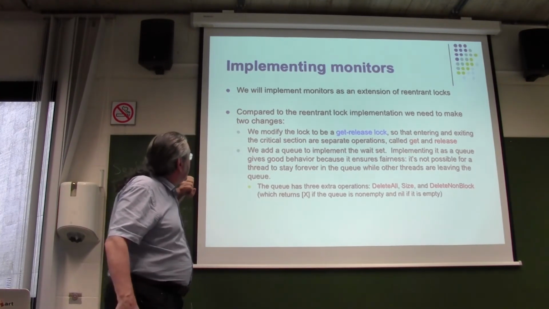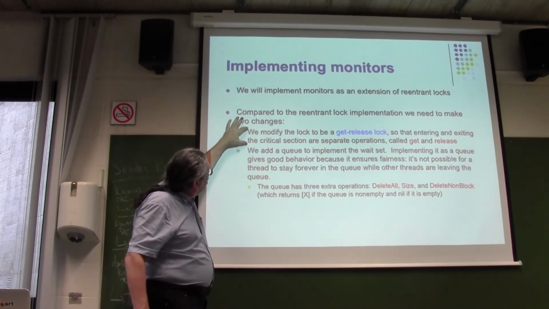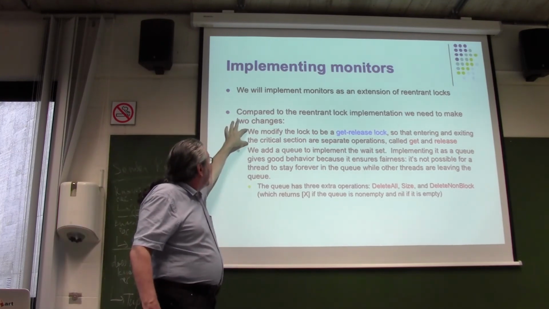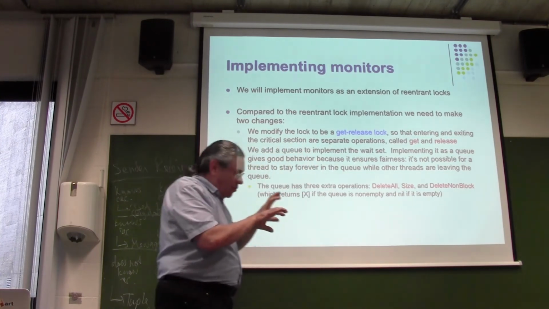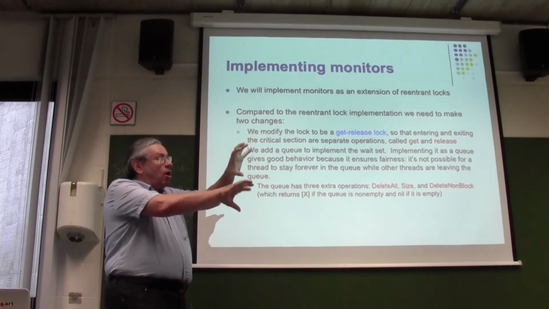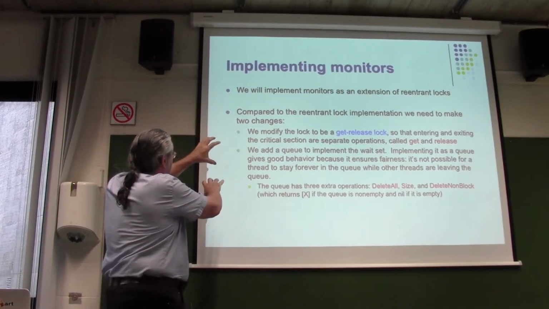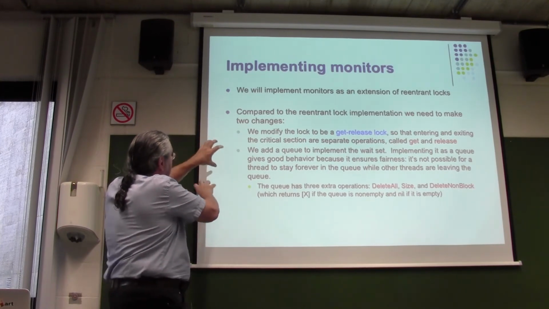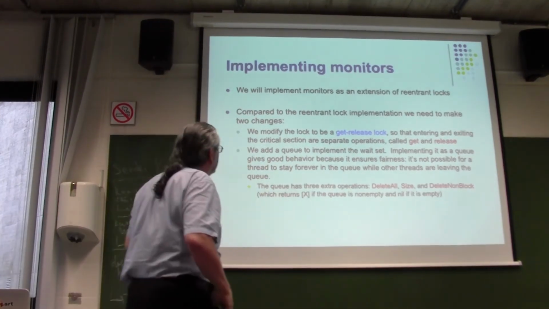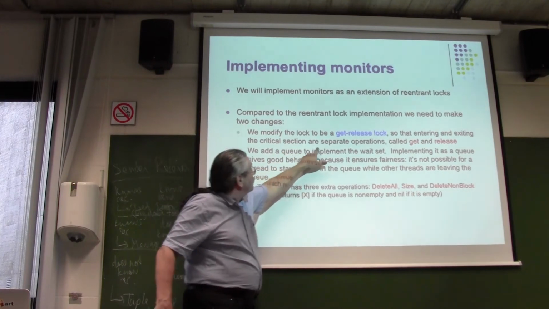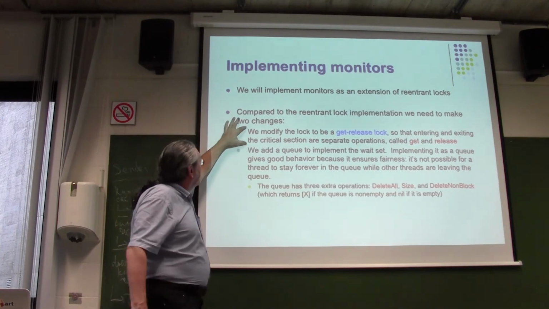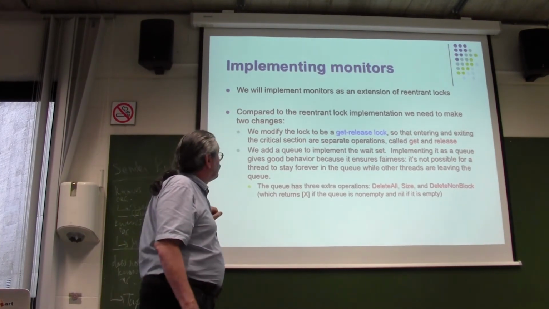That's the first thing. The second thing, we are going to slightly modify the reentrant lock. It's not a big modification. I call it get release lock. So the entering and the leaving are actually separate. In the regular reentrant lock, we have it together: you enter, you do the body, and you leave. But now we have to do them separately because we need to do them in different places. Entering and exiting the critical section are separate operations called get the lock and release the lock. But otherwise it's the same as a regular reentrant lock.